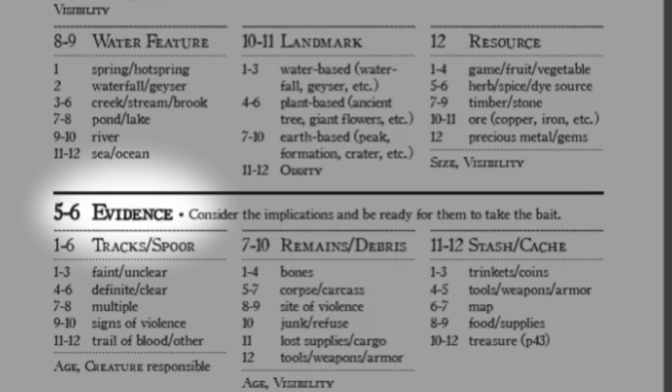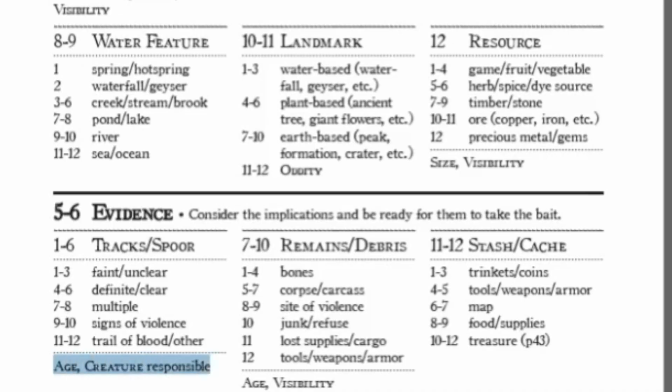So let's say you rolled, I don't know, a 5. Well, a 5 is evidence. Well, then you roll again, and let's say you rolled a 6, tracks or spoor, and then you rolled an 8. Multiple tracks or spoor. Down here we have age, creatures, responsible. So this table flings you off into other tables to try and flesh out what you've discovered. Again, it's all just random, but it follows a logic all of its own through these tables. Very, very handy for any GM who's looking for random stuff to populate his world with.